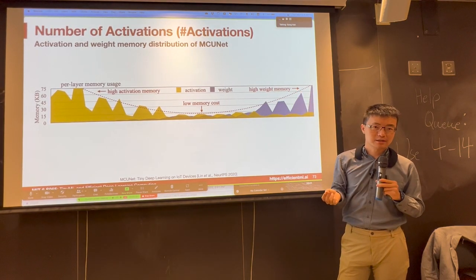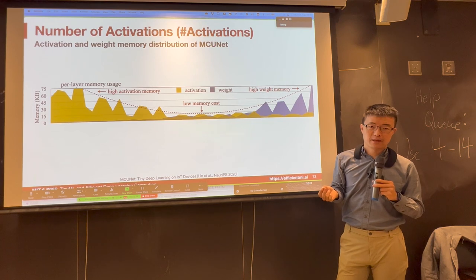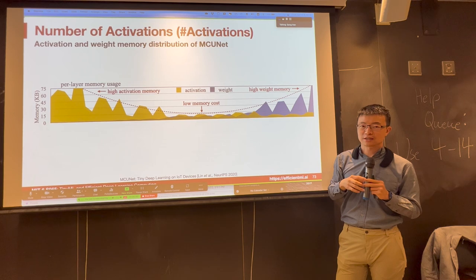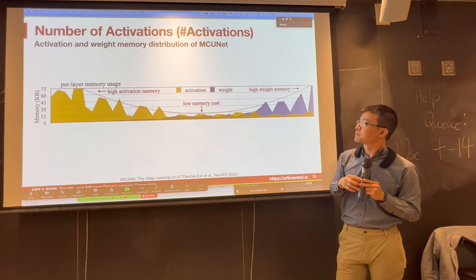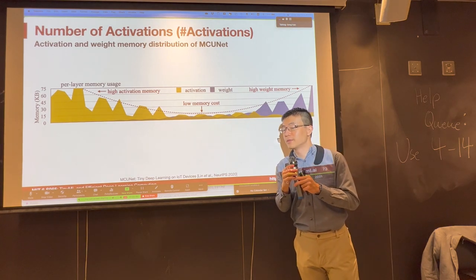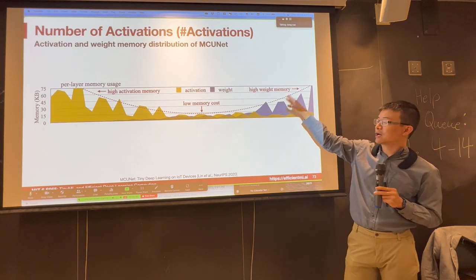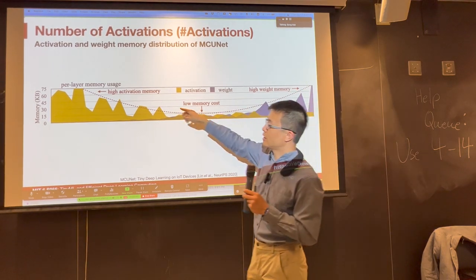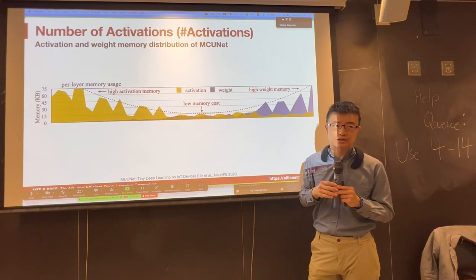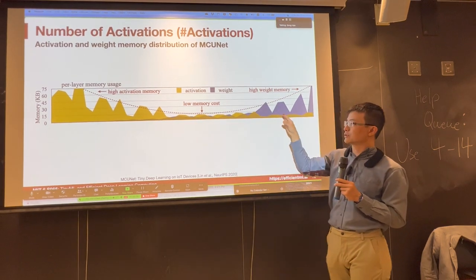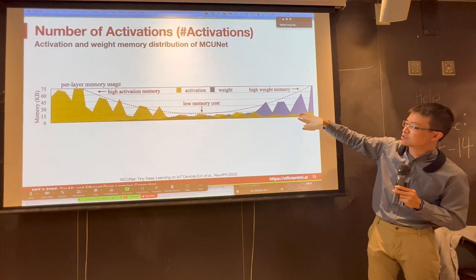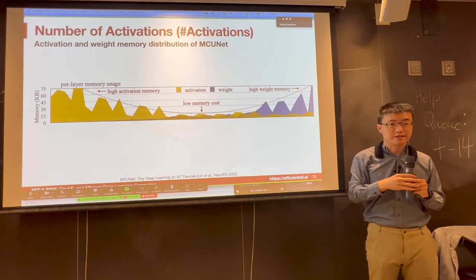And why is that the case? This is a fully convolutional neural net, with no fully connected layers. You have a pretty large resolution in the first couple of layers, so the activations are large. As you go to the later stages, you have a smaller resolution, so the activation is getting smaller, but you have a lot more channels, so the weight is getting larger.